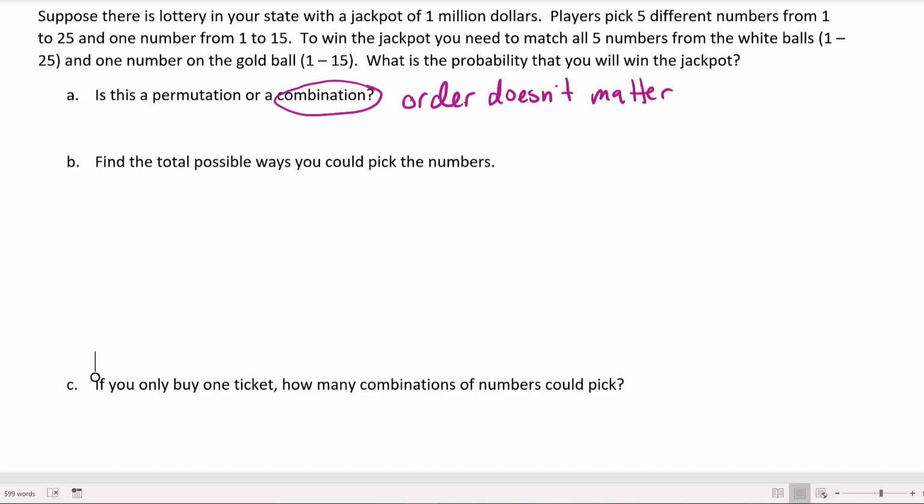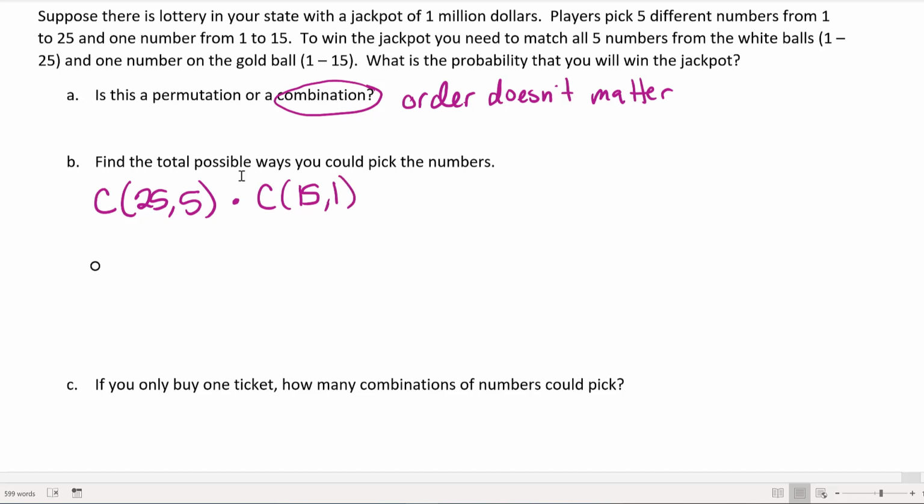So first thing we're going to do is find the total possible ways you could pick the balls. So we are choosing a combination. For the white balls, I have 25 balls and we need to choose 5 from that. So we have 25 choose 5. Multiplied by, because we have a gold ball, we have 15 gold balls and we need to choose 1 correct one out of that.